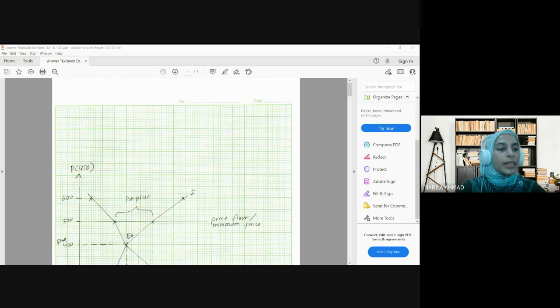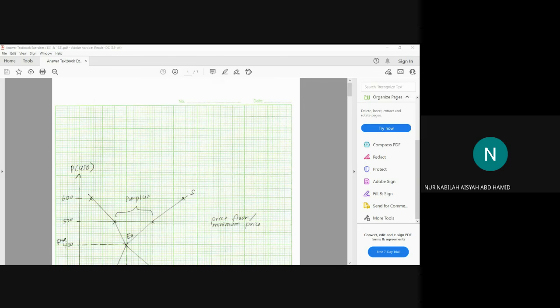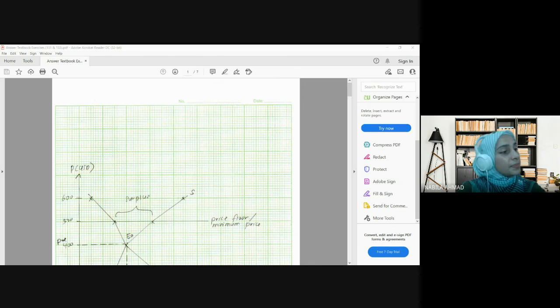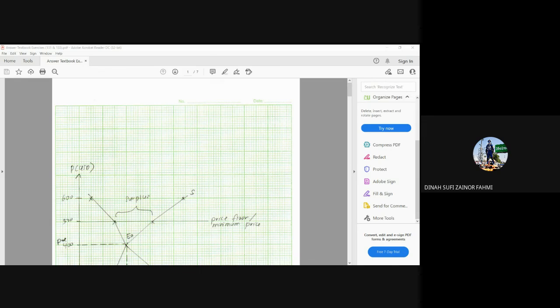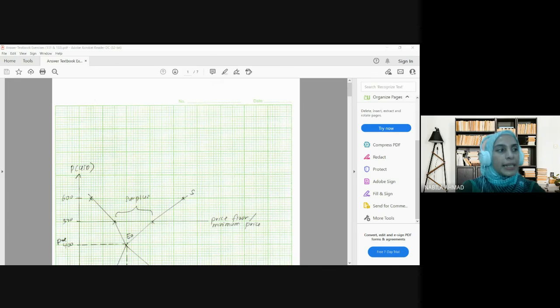Okay, 9. Hoarding is an activity that tends to occur when... sorokkan barang berlaku apabila government impose apa? Price ceiling is set by the government. Betul, price ceiling ya, B.